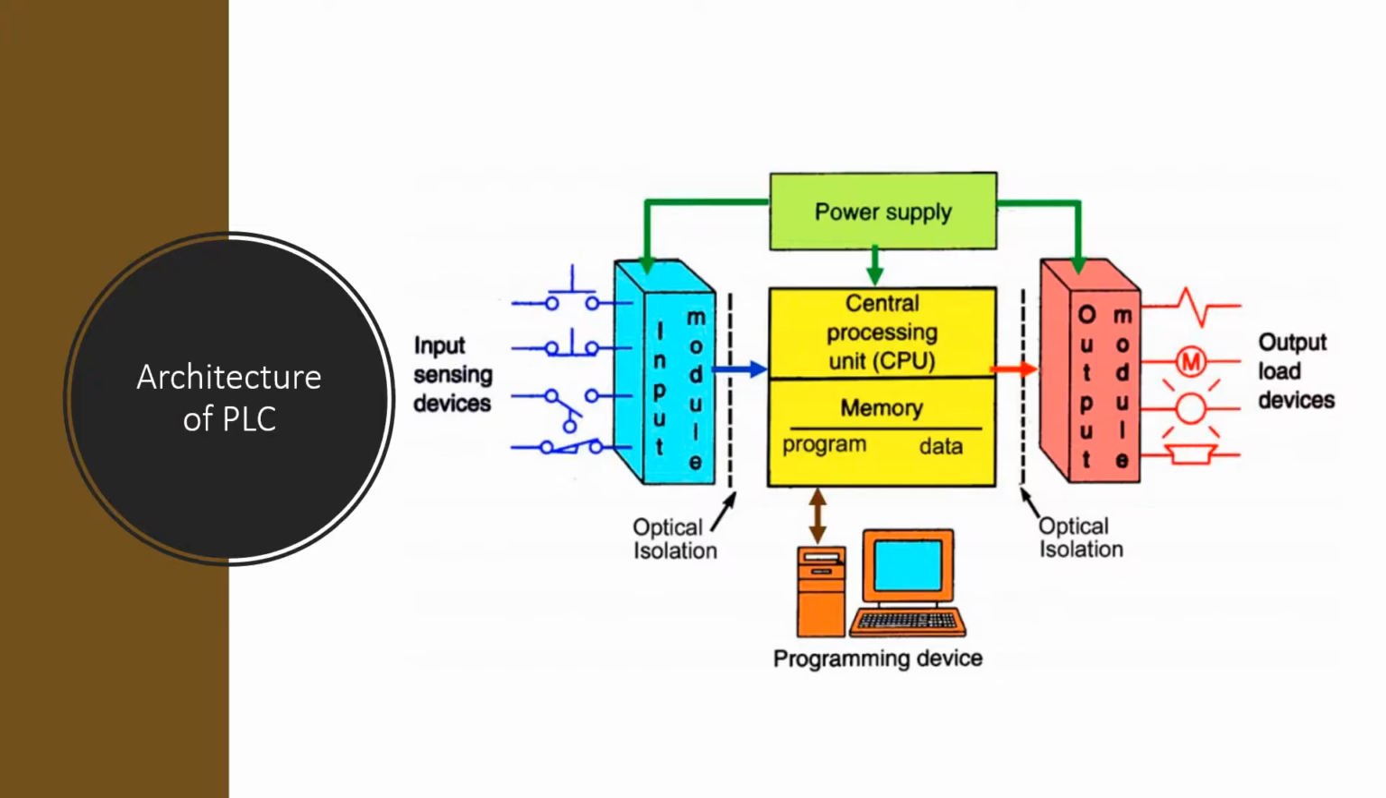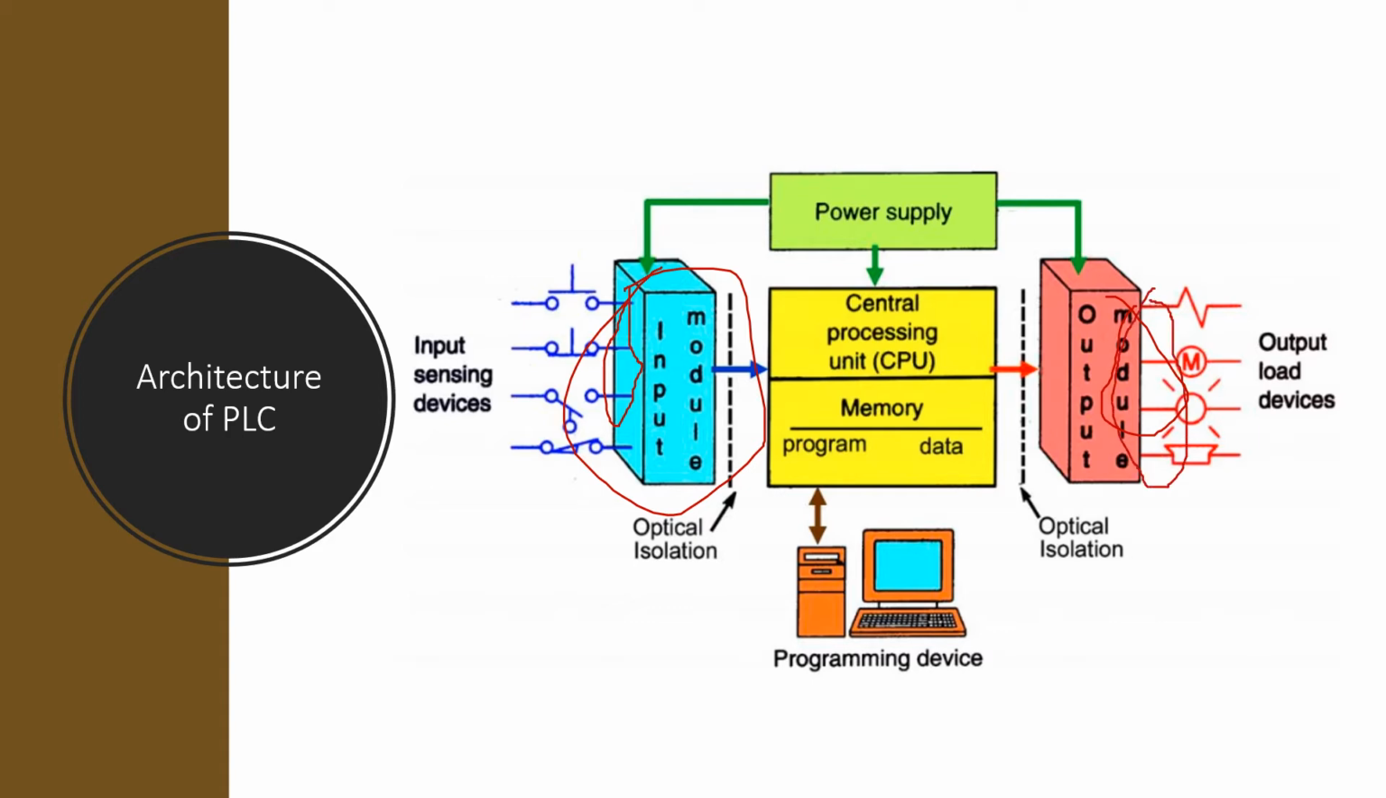Next is the architecture of PLC. In the architecture of PLC, we have three core modules, that is input module, CPU and the output module. The input and output modules are known as the IO modules. Information is passed in and out of the PLC through these IO modules only. In the input module, we have terminals through which the electrical signals generated from the sensors or transducers are passed to the input module, and the output module also has terminals.